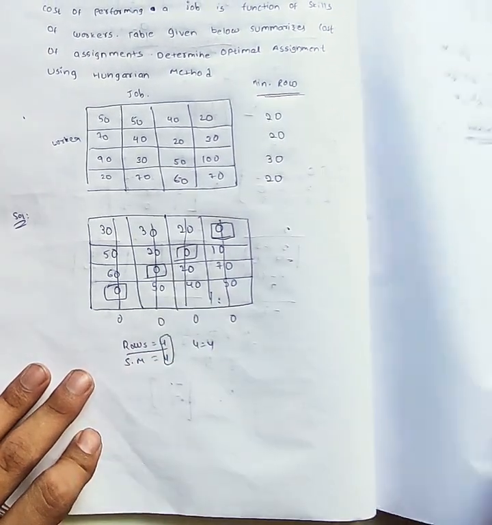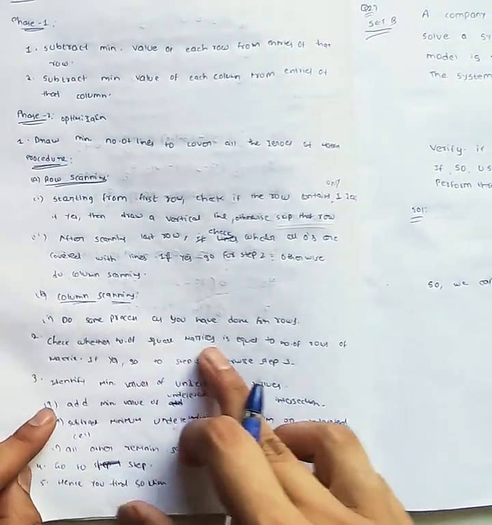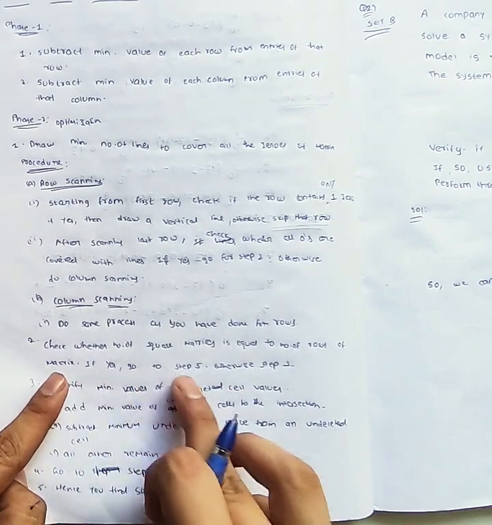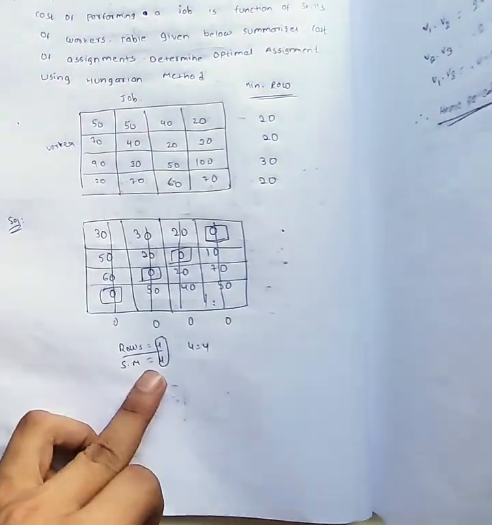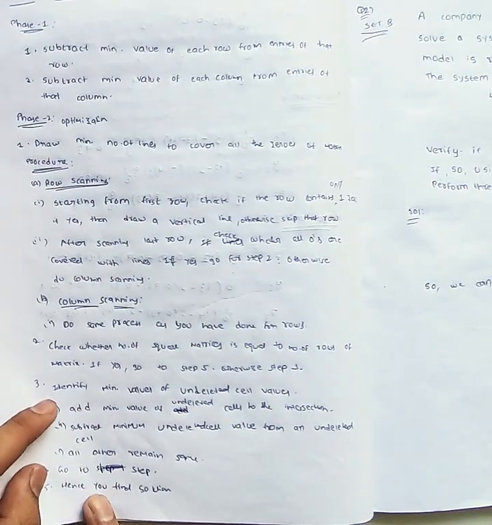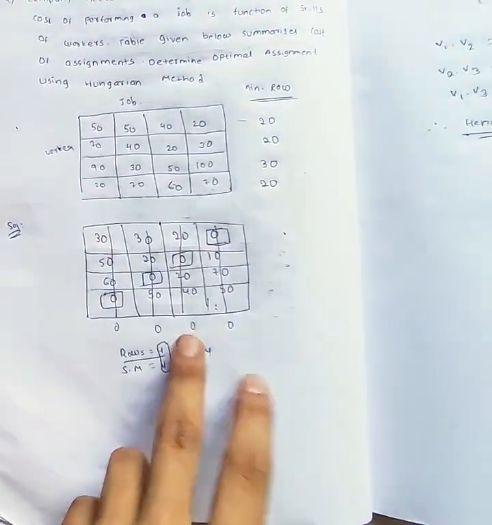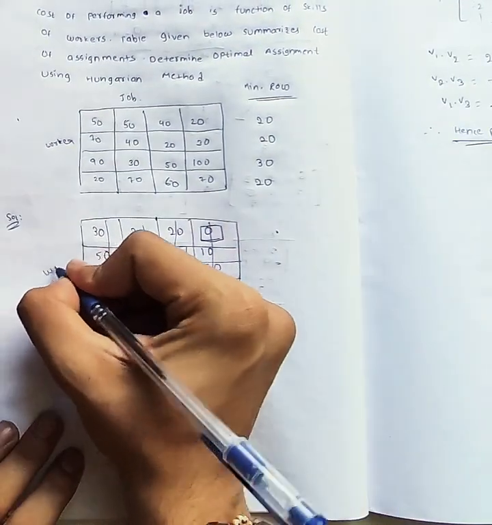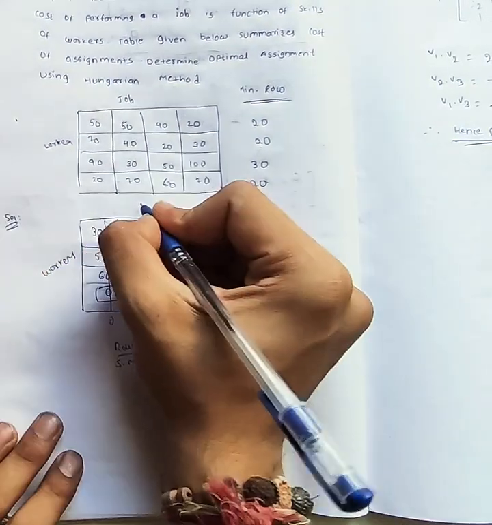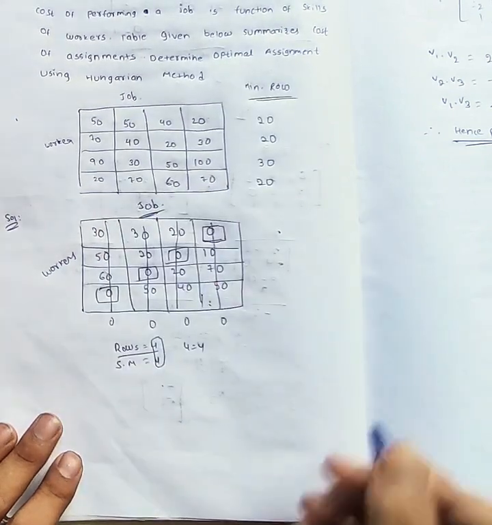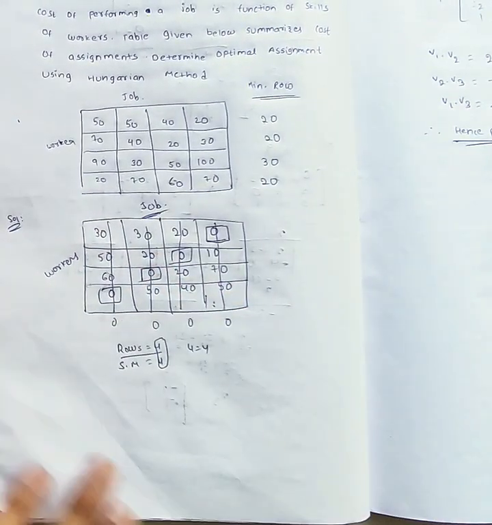4 equal to 4. Then what do we have to do? Check whether the number of square matrices is equal to the number of rows. If yes, go to step 5. Here it is yes, that's why I'm directly going to step 5. So this is the solution. These are workers, these are jobs. So here rows is equal to square matrices.